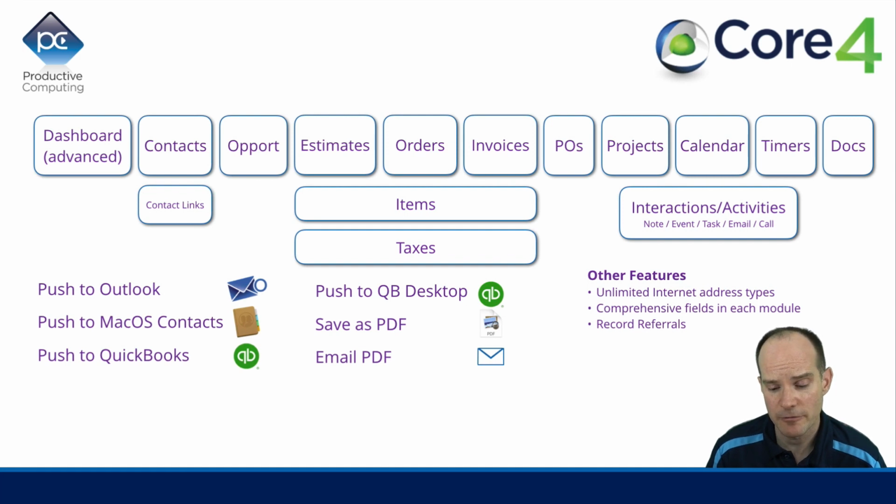So we have the ability to record referrals. So if you're keeping track of contacts and you want to link that contact to another contact that referred you to that person, you can keep track of that in the Core. We have a batch import capability. So if you had a spreadsheet or something that you wanted to import into the Core, there is a basic batch import process to do that.